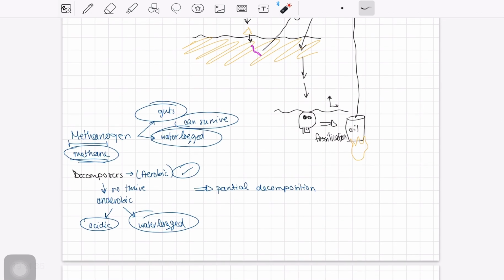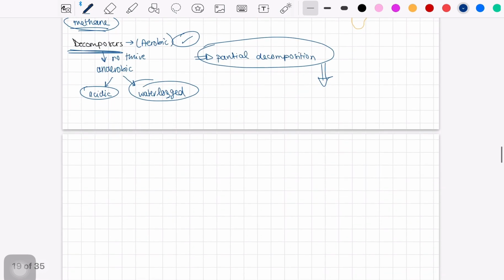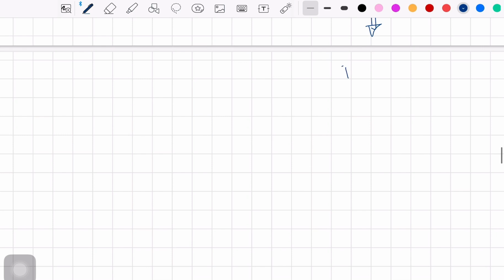So what decomposers do is they convert the organic to inorganic. So when we have partial decomposition, half of it is organic and half of it is inorganic, because the decomposers weren't able to finish their job because of the conditions they were put in. So what's going to happen now is that this organic material that was not broken down by the decomposers is eventually going to turn into peat.